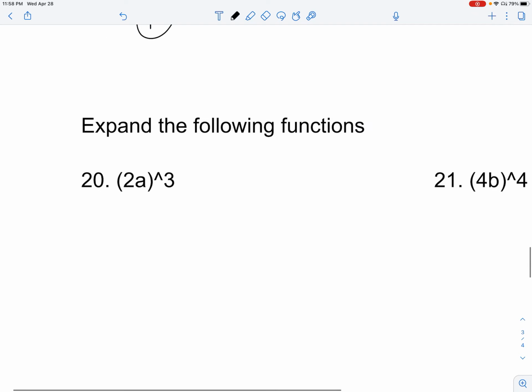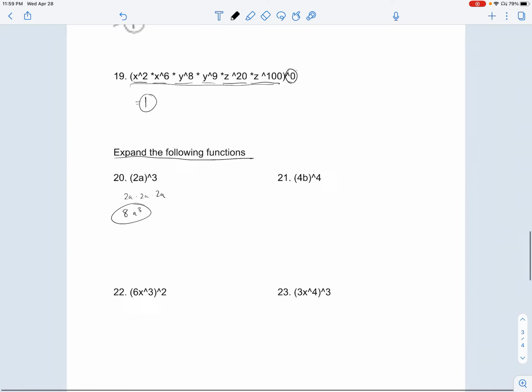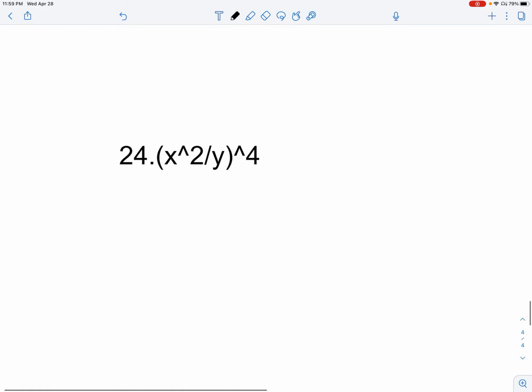Moving on. Now it's asking us to expand the following functions. Well, that's just distributing. In this case, 2a cubed is 2a times 2a times 2a. 2 times 2 times 2, well, that's just 8. A times a times a, well, that's just a cubed. That's our answer.